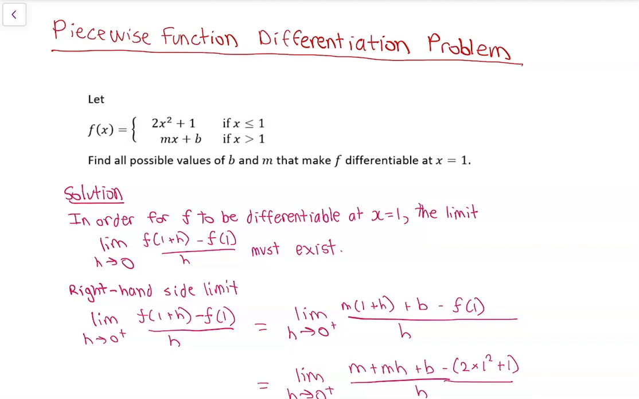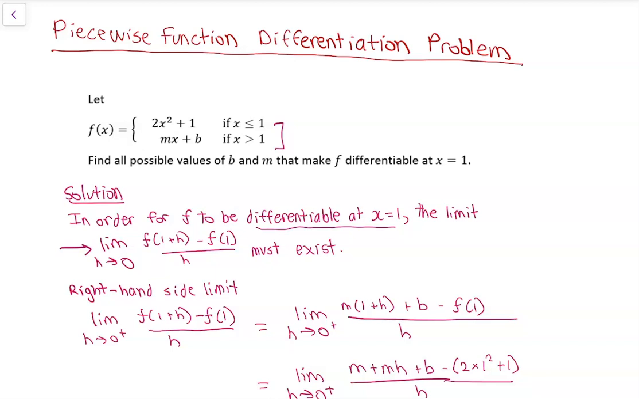We can first recall, in order for f to be differentiable at x equals 1, using the definition of a derivative using our limits, we need the limit as h goes to 0 of f of 1 plus h minus f of 1 divided by h. This limit must exist. And since we are dealing with a piecewise function f of x, we can have a look at the limit as h approaches 0 from the right hand side and the left hand side.